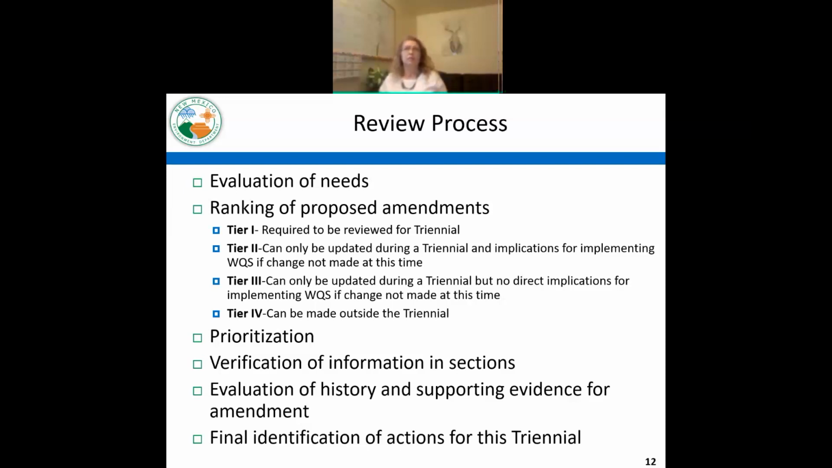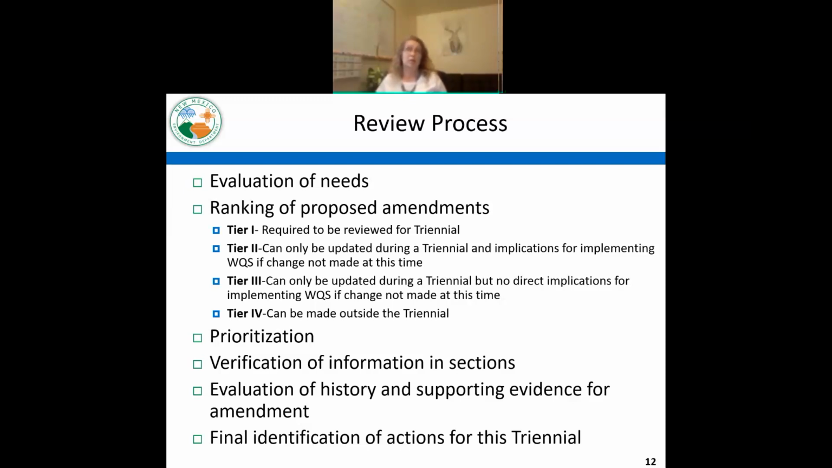NMED then conducted an evaluation of those needs and assigned a ranking system to assist with prioritization of the potential revisions. The ranking was based on regulatory drivers and direct impacts in the implementation of standards. So we have 4 tiers.